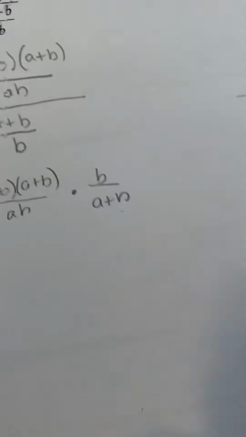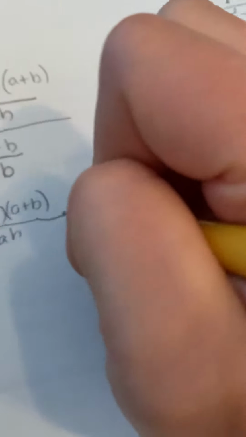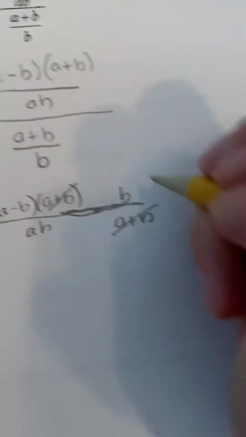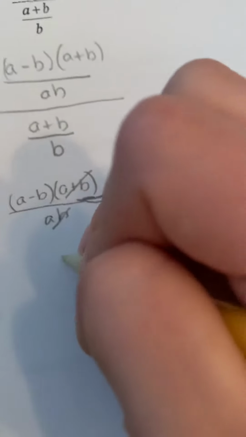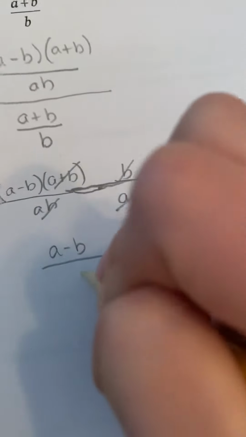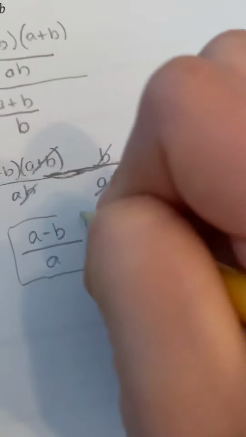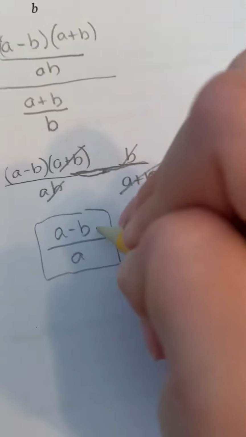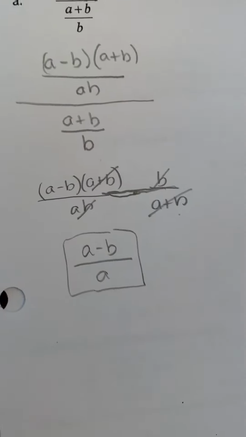Now that we have a multiplication problem, what do we do? We just connect our bars and we look at what's on top and what's on the bottom. The quantity of a plus b shows up, and this single b with this single b can cancel. So we're left with a minus b all over a. Remember, we cannot cancel those a's because this is a factor connected together.